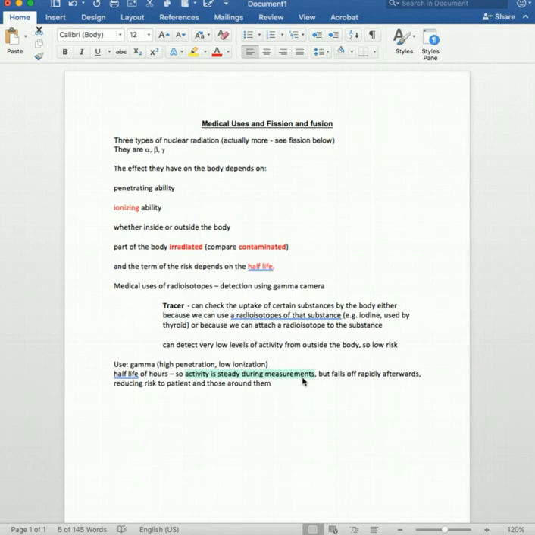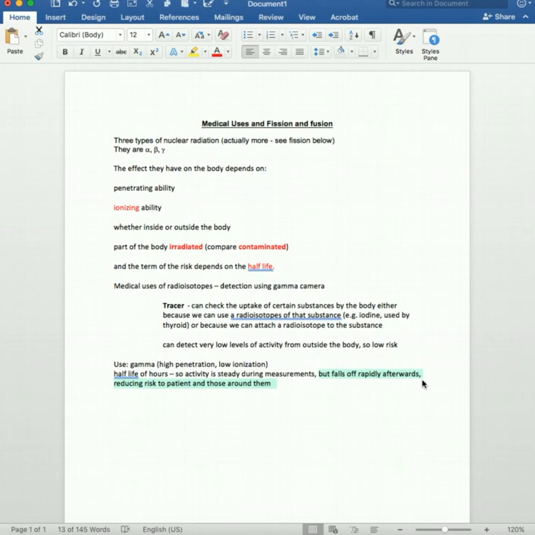So a half-life of hours, so that the activity falls off rapidly after the procedure which reduces the risk to the patient and those around them. Because once you've been injected with this gamma source, you are a gamma emitter for some time, and you are therefore a hazard to yourself and to anyone that's anywhere near you. So if you were having one of these procedures, you would be told to stay away from pregnant women for a period of time, hours really, but a period of time to avoid any risk to them.